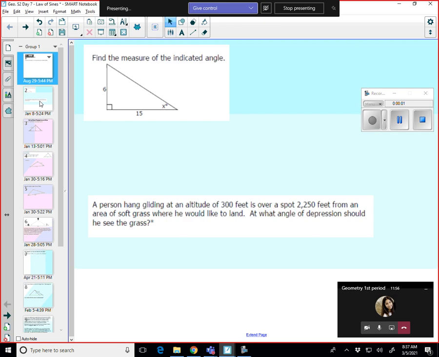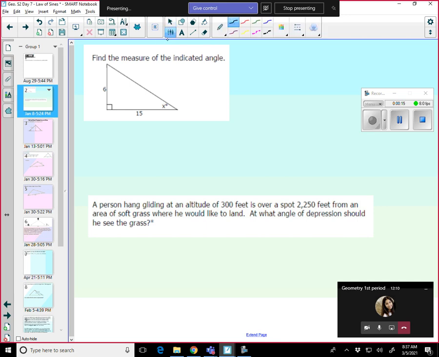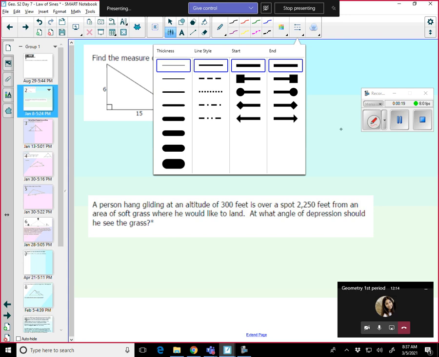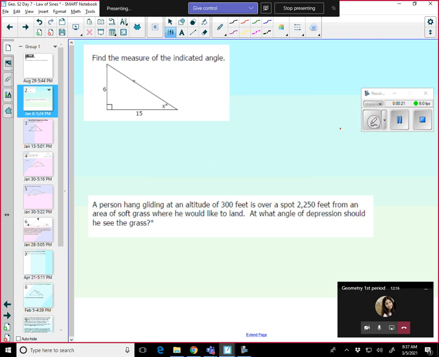With the first one, we've seen these kinds of problems in the previous class. To just recap, I'm going to solve a few more problems here. Let's do this one. They are asking us to find the measure of the indicated angle.